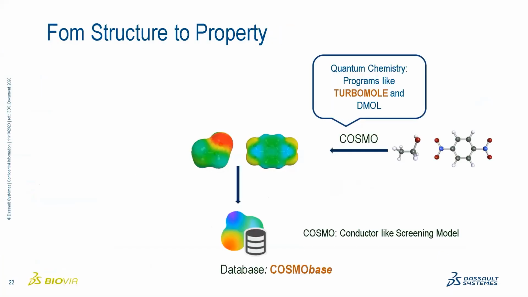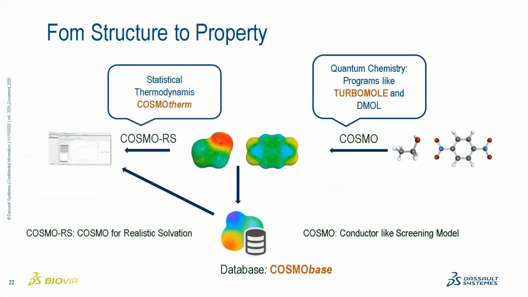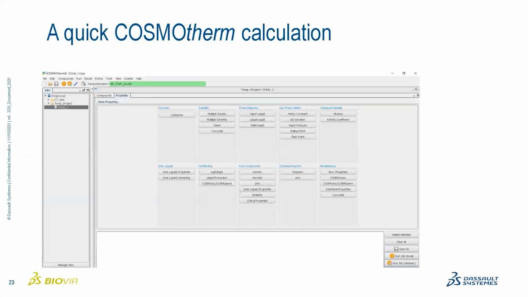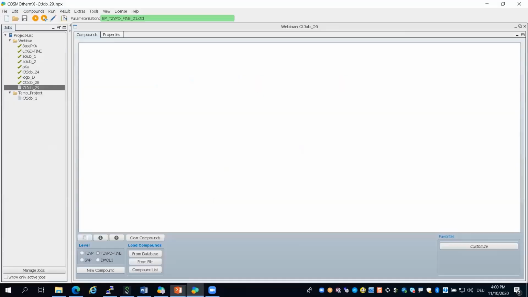So we have a database now. Now we have all the steps that we need to do our statistical thermodynamics, our COSMO-therm calculation. This is what we would like to do now directly in the COSMO-therm program again, so we don't have so much slides, more programs. And first, what we need to do, we have to add our database because we would like to use our own ethanol and not the one of the database.